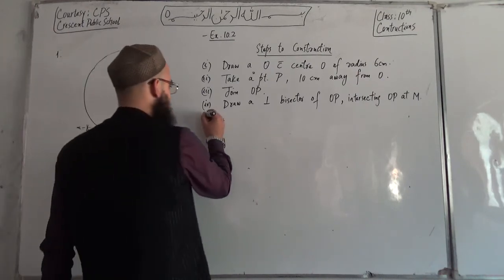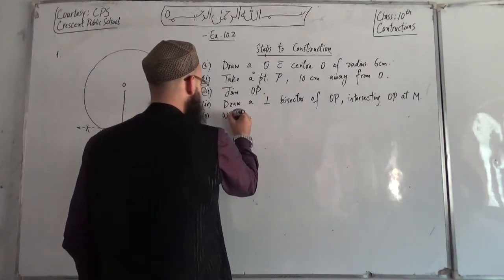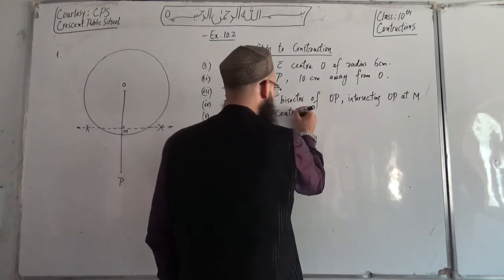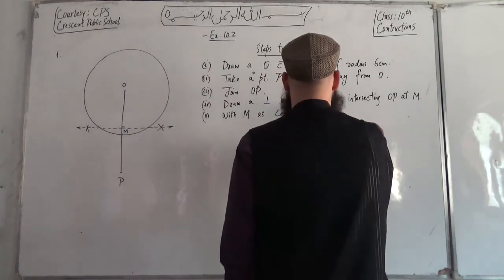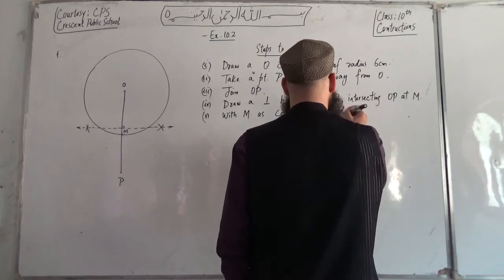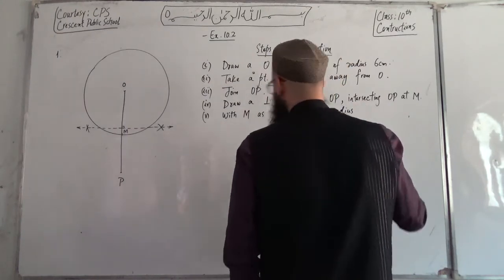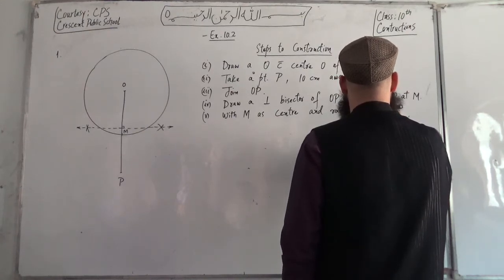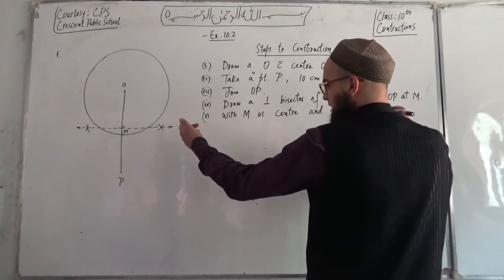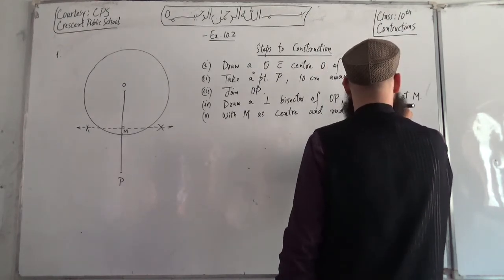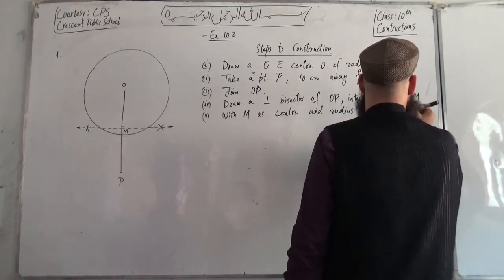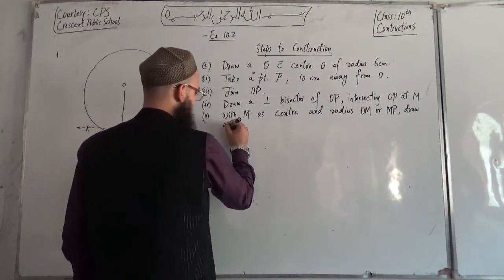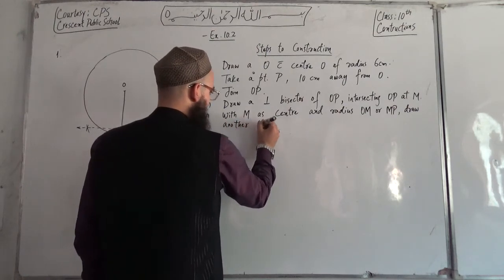Now, next step, with M as center and radius OM or MP, because it's the same thing, draw another circle.